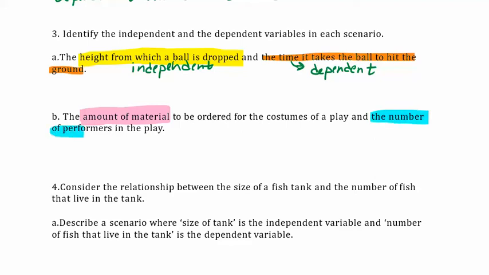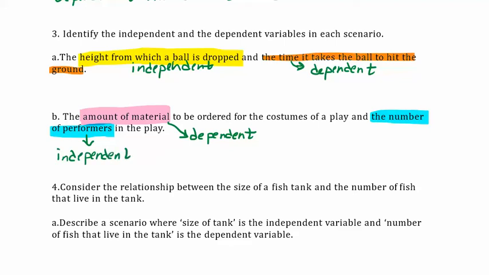Number of performers. Okay, which one is independent? Which one is dependent? Does the amount of material you order depend on the number of performers in the play? Or does the number of performers in the play depend on the amount of material that you buy? Right? Probably not. The amount of material depends on the number of performers in the play. So the amount of the material is dependent, and the number of performers is independent.